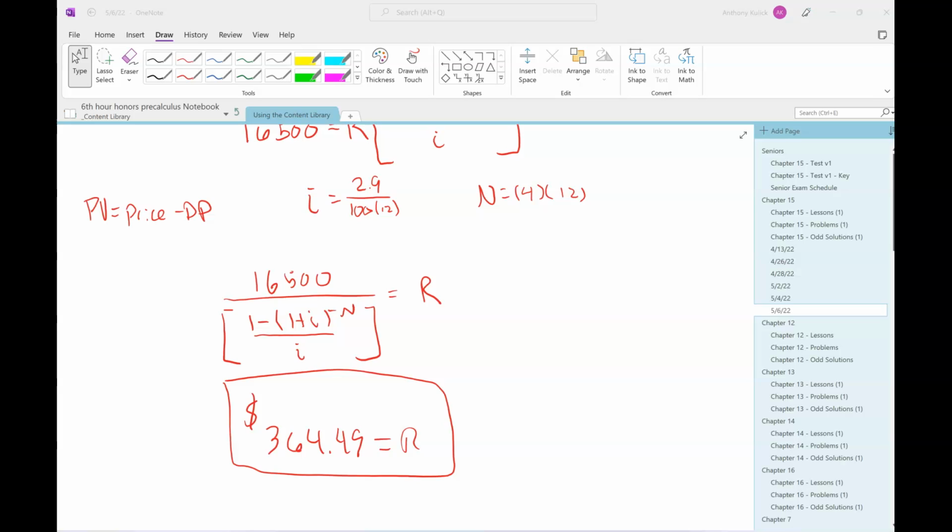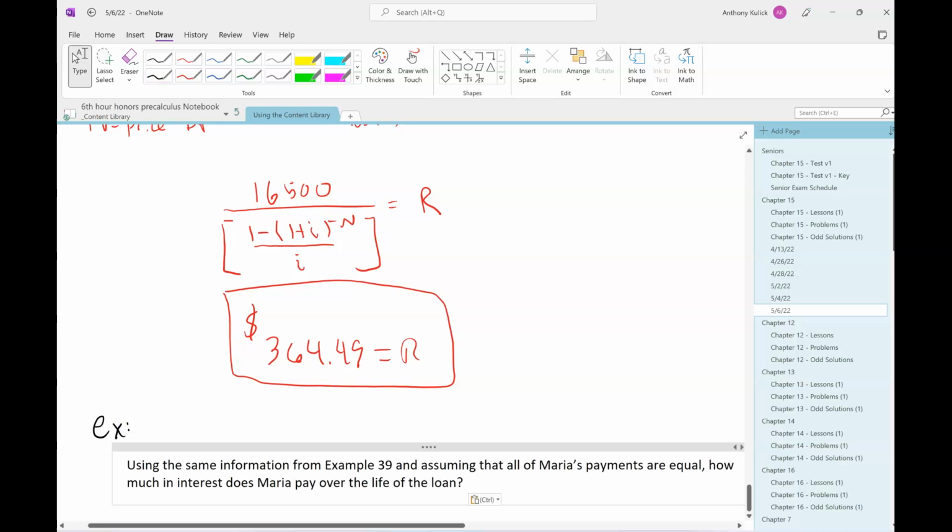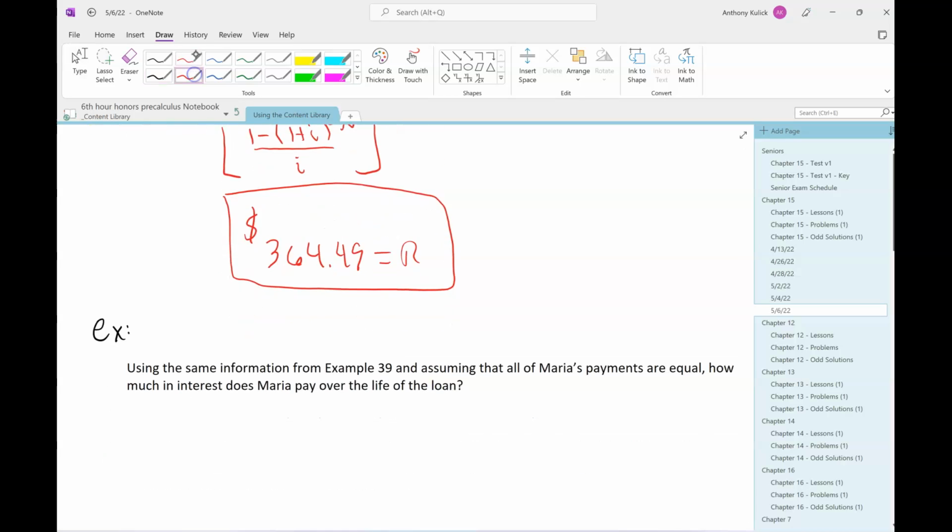All right. So we're going to buy this car and we're going to pay $364.49 each month. Kind of the natural next question is going to be, well, how much do I end up paying for the car in total, and then how much interest did I end up paying, right? So we'll do the total cost first. What did I end up paying for this car? What are all the costs or all the things I had to pay?